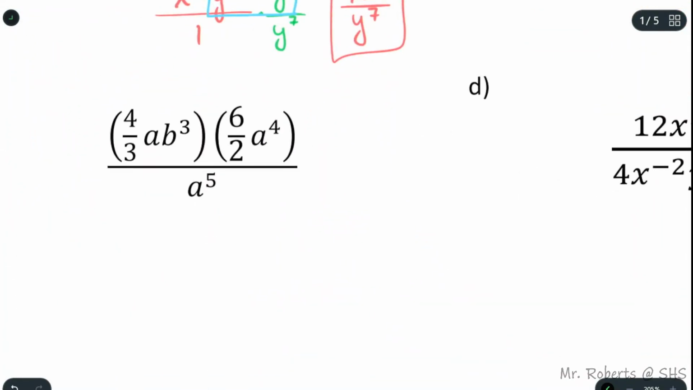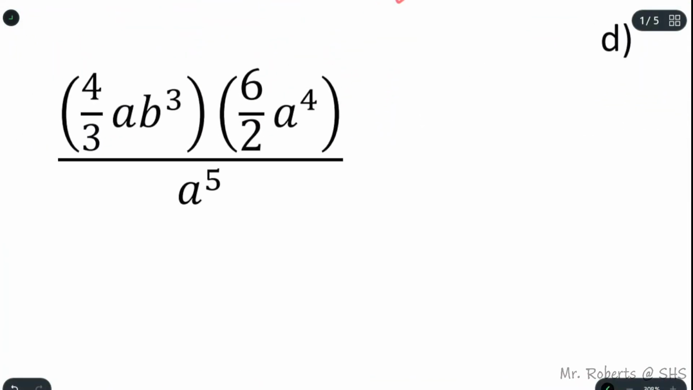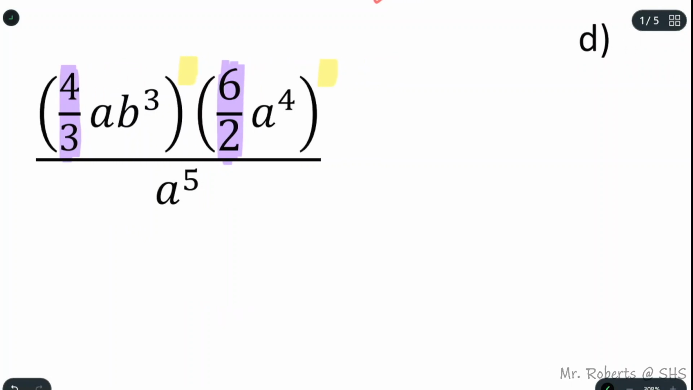I think I'm going to start with the arithmetic this time. So this time I do have this 4/3, and that's going to be multiplied by 6 halves. One of the things I'm noticing is that neither one of these sets of parentheses is being raised to a power. So I don't have to worry about increasing that. That first set of parentheses is not being raised to the second power. So I can go ahead and just deal with this 4/3 times 6 halves.